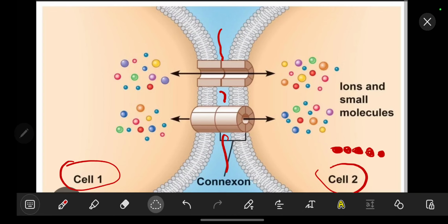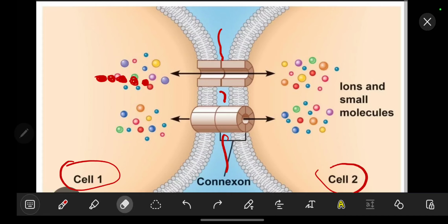So let's say the substances are here. These substances can move to another cell via the gap junction. So this is our gap junction where the small ions have reached, then they can pass to another cell like that. Gap junctions help substances to pass with ease, and also increase the speed at which substances are transferred from one cell to another.